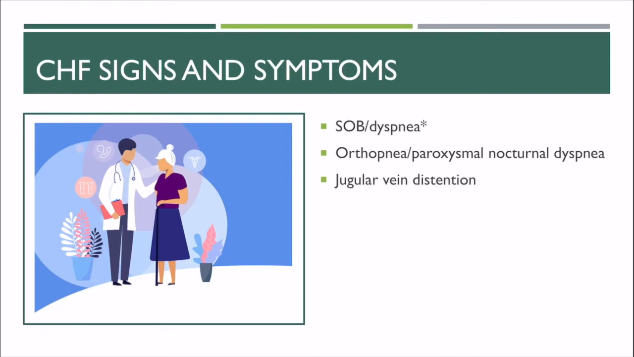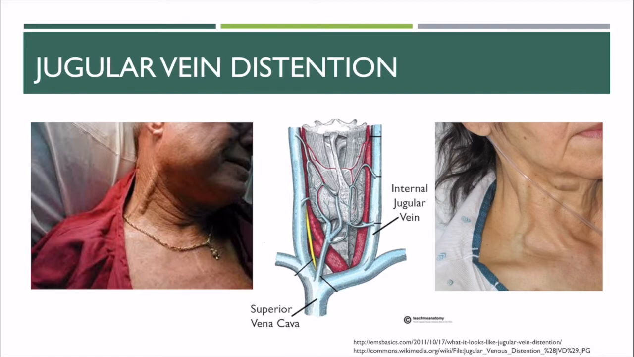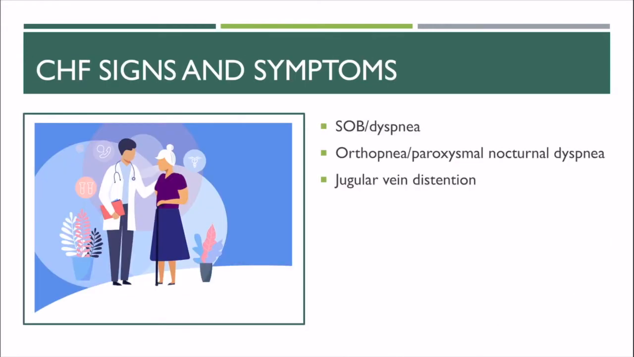Ascites is fluid that accumulates. Oh, I forgot I had a picture. Excuse me. Here's the jugular vein distension. So you can see here the bulging jugular vein. So we've got our superior vena cava coming off the right side of the heart. And as that pressure builds, the jugular veins actually bulge out with pressure. And you can see that in both pictures.